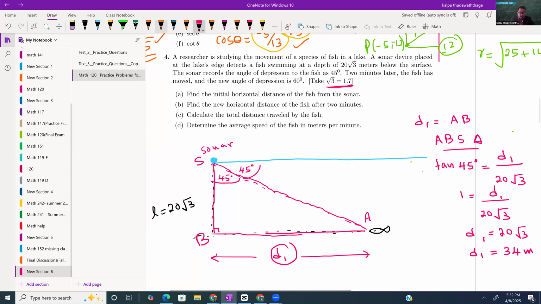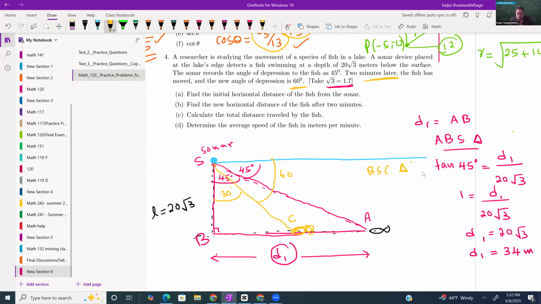Right. After a certain time, after 2 minutes, the fish moved. The fish is swimming, and maybe it comes to a situation like this. This is the place where the fish is now, and the angle of depression is given as 60 degrees. So from here to here, the angle is 60, which means this angle is 30. Now I can say this point is A, B. I didn't use C, so let me choose C.